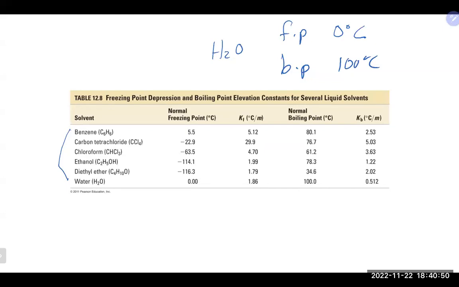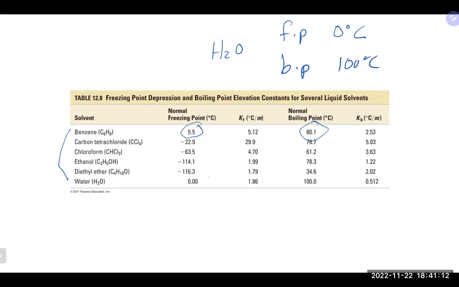If your solvent is not water, you also need to adjust the freezing point and boiling point for that particular solvent. For example, benzene, freezing point is 5.5 and boiling point there is about 80. So you want to make sure that, if it is not water, you use the correct values for the temperatures of the freezing point and boiling point.